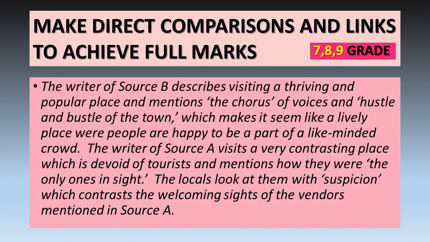The writer of source B describes visiting a thriving and popular place and mentions the chorus of voices and hustle and bustle of the town, which makes it seem like a lively place where people are happy to be part of a like-minded crowd. The writer of source A visits a very contrasting place which is devoid of tourists and mentions how they were the only ones in sight. The locals look at them with suspicion, which contrasts the welcoming sights of the vendors mentioned in source A.